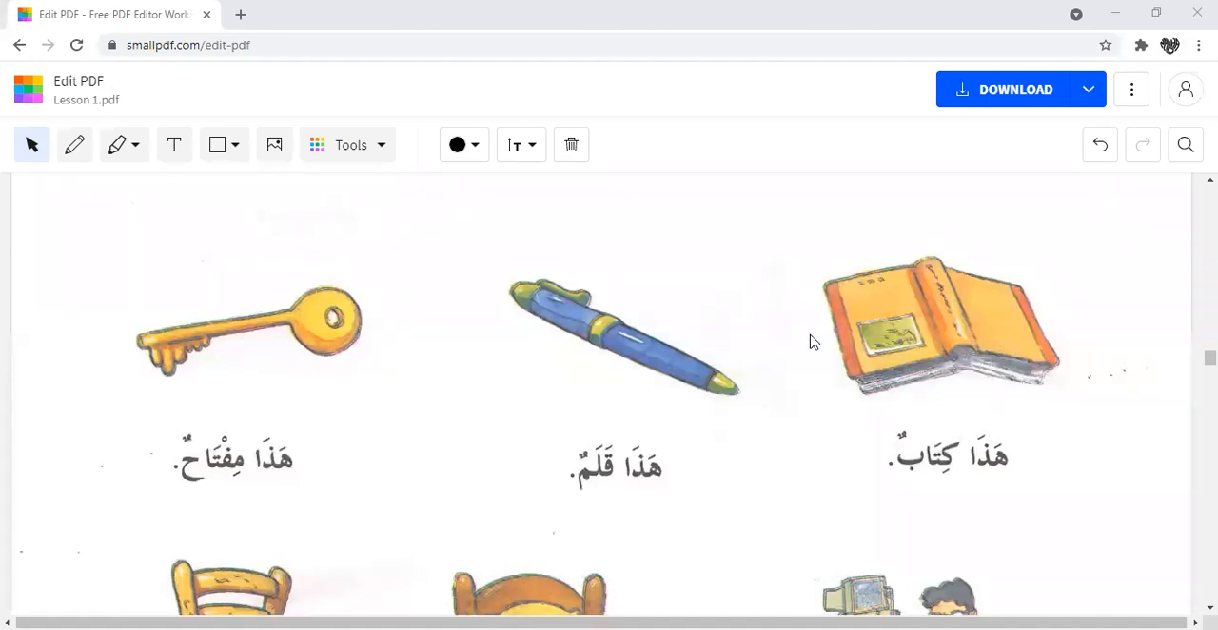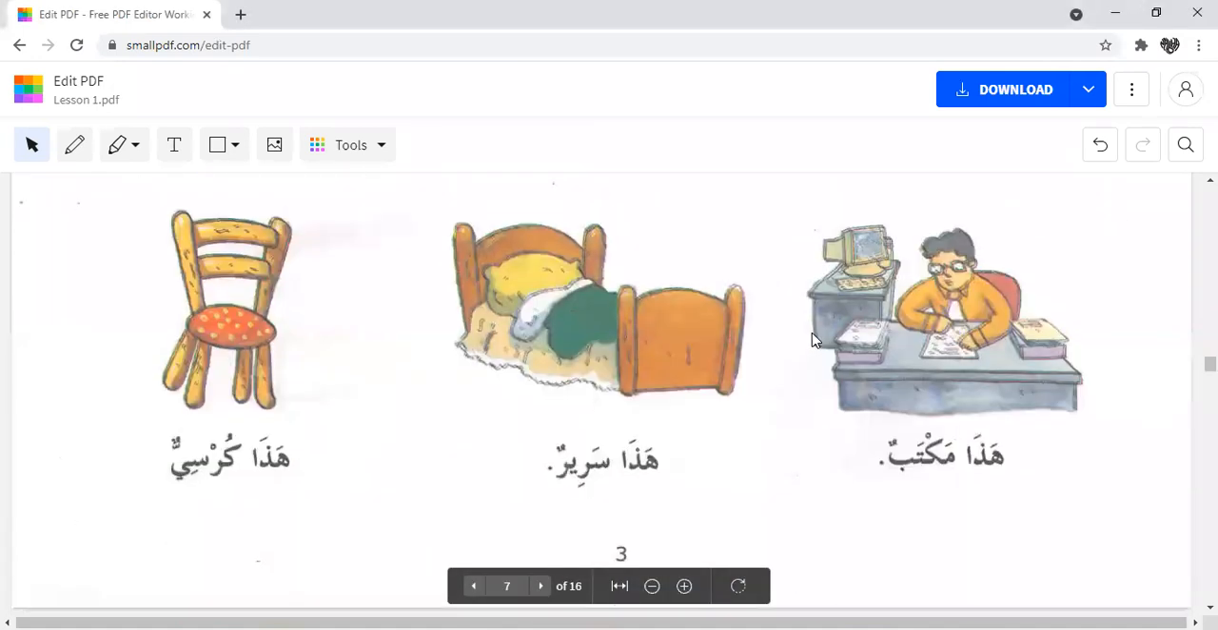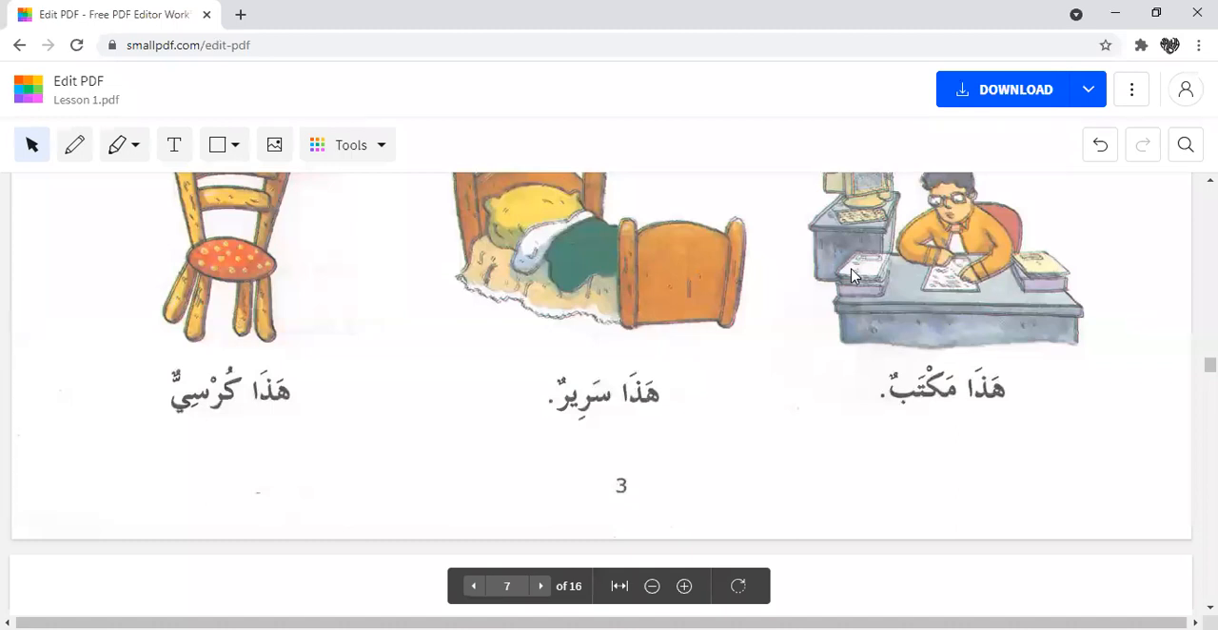Madinah. Assalamu alaikum wa rahmatullahi wa barakatuhu. Wa alaikum assalam wa rahmatullahi wa barakatuh. I'm sorry. All right. Can you see the screen? Yes, ma'am. All right.